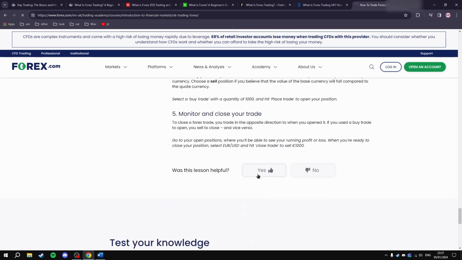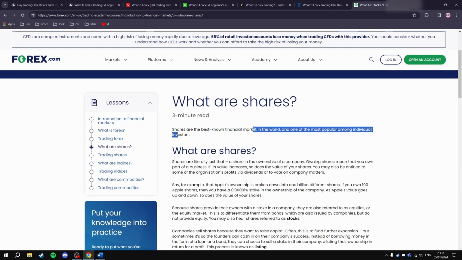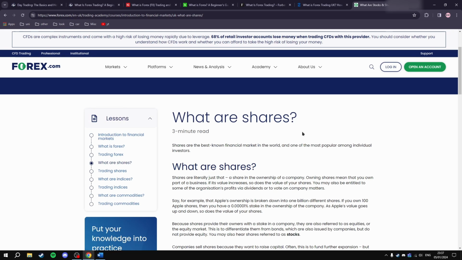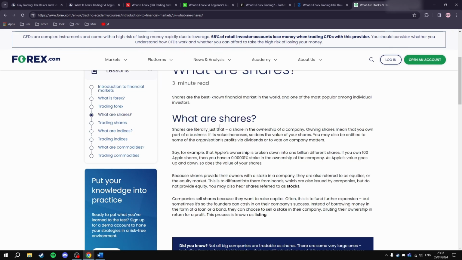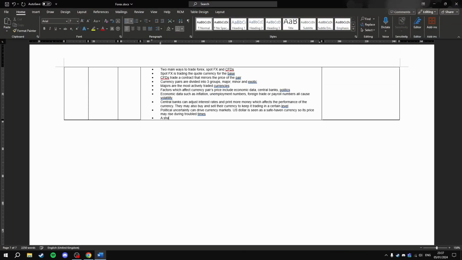Go to the next lesson. There we go. What are shares? Shares are best known as the financial market, one of the most popular among individual investors. Shares are literally just that, a share in the ownership of a company.